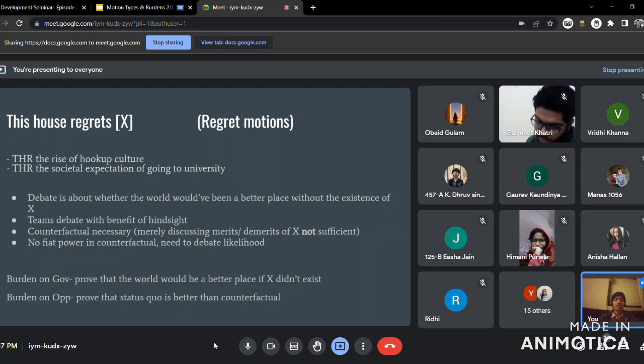The second thing here is that teams debate with the benefit of hindsight. What we mean by this is that if you're regretting something, presumably that thing already exists in the status quo and has had some impacts in the status quo, and that's why you are thinking of, acha, whether we should regret this or not.